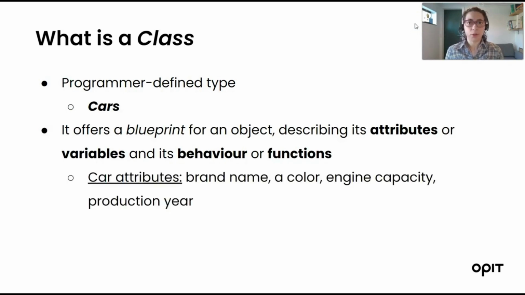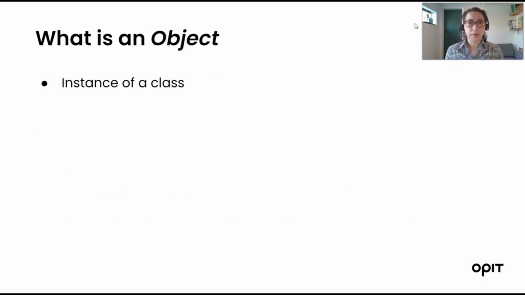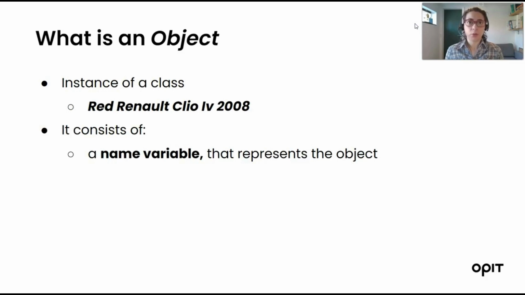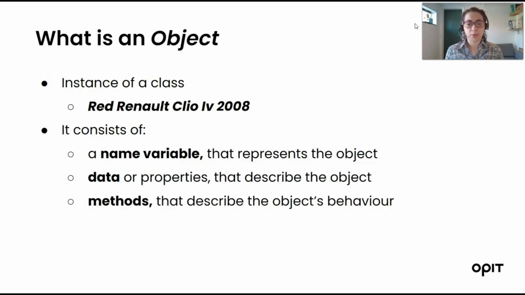Going back to the car example, the attributes of a car object could be its brand name, its color, its engine capacity, its production year, whereas certain behaviors or functionalities are whether it contains an internal navigation system, whether it supports self-driving functions, etc. An object, then, we say, is an instance of a class. In the car example, a red Renault Clio IV of the year 2008 would be an instance of the class cars. An object consists of a name variable, which represents the object. It consists of data or properties that describe the object and methods that describe the object's behavior.